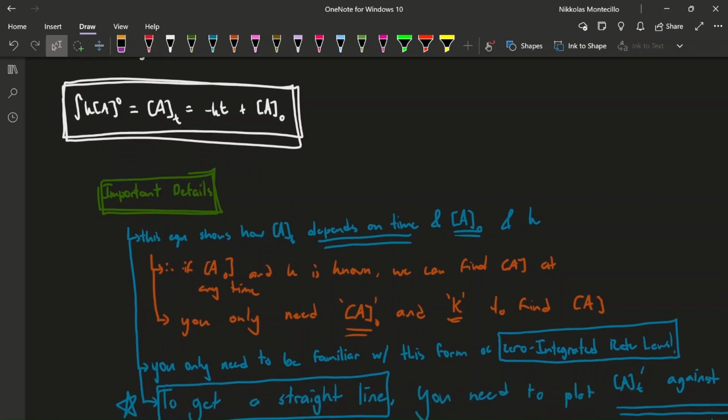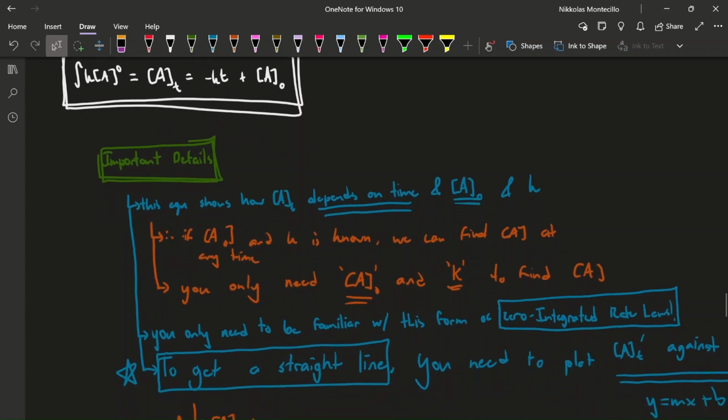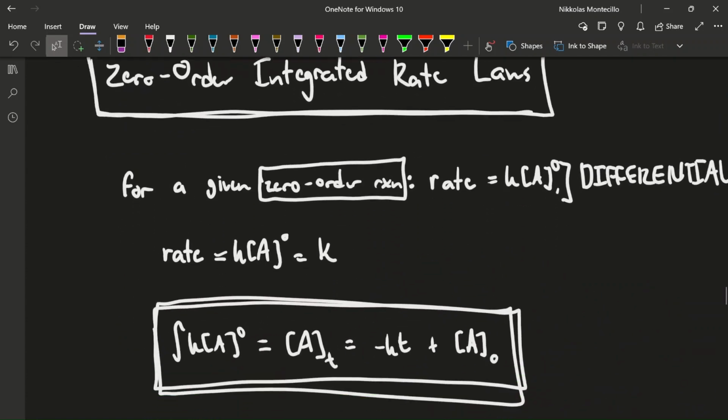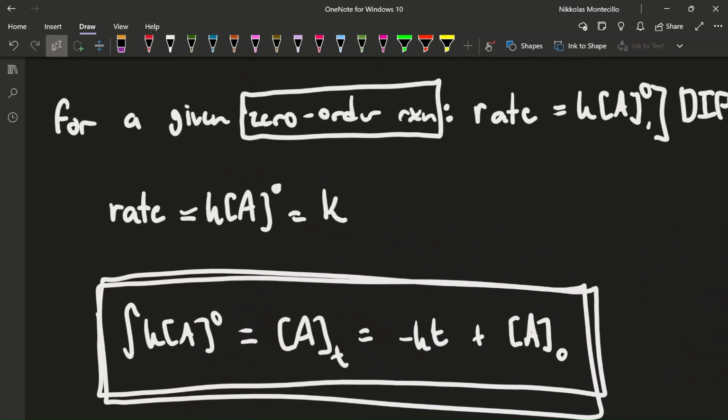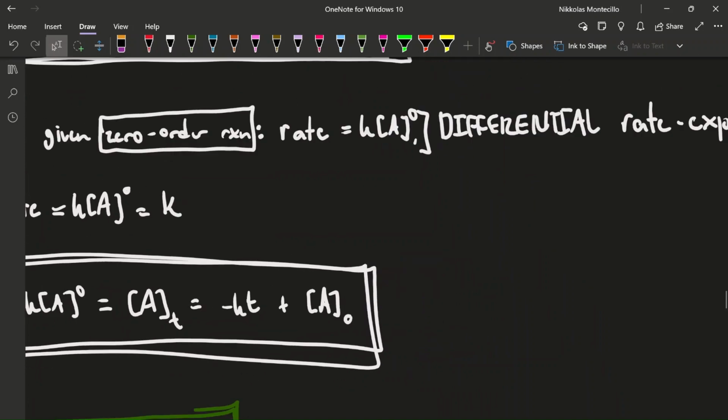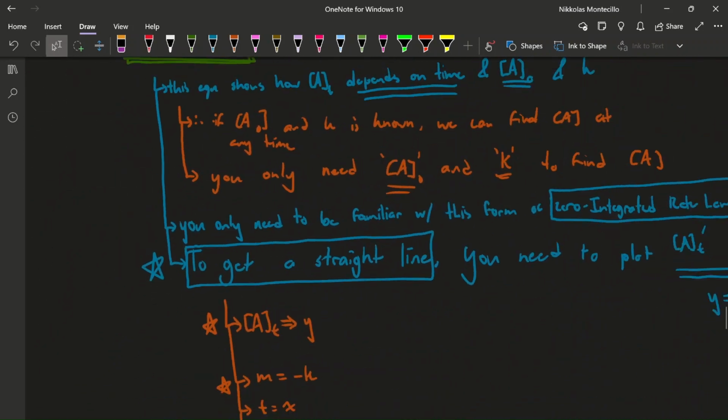If the initial concentration and K are known, we can find the concentration of A at any time. You only need the initial concentration and K to find the concentration of A. Just like with second order integrated rate laws, you only need to know this form of integrated rate laws. So zero order integrated rate laws: the concentration of A at any given time t equals negative KT plus the initial concentration.